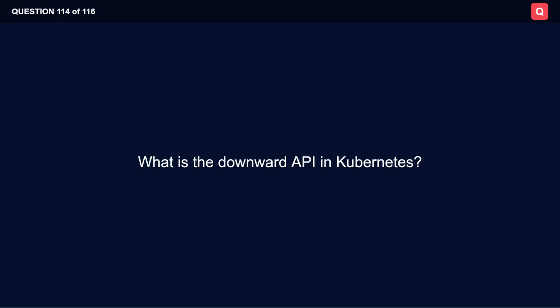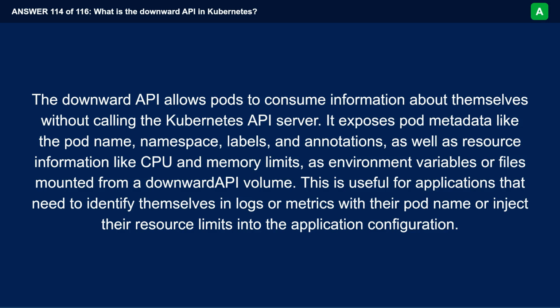What is the downward API in Kubernetes? The downward API allows pods to consume information about themselves without calling the Kubernetes API server. It exposes pod metadata like the pod name, namespace, labels, and annotations, as well as resource information like CPU and memory limits, as environment variables or files mounted from a downward API volume.